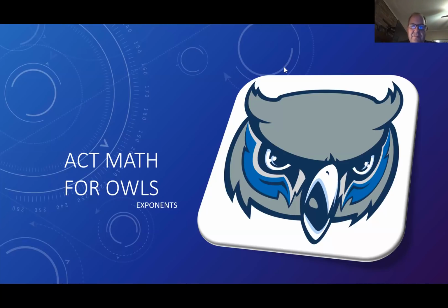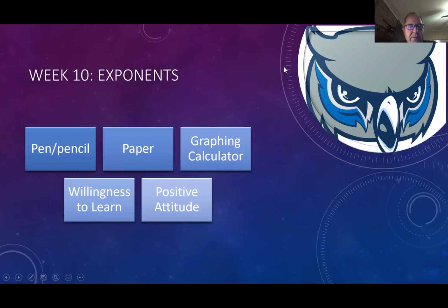A couple things to think about this lesson is want to make sure you've got something to write with, some paper. Graphing calculator would be preferred. And then the two most important pieces are willingness to learn and a positive attitude, right?